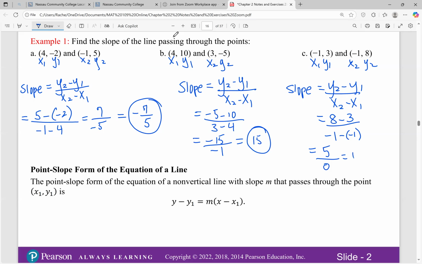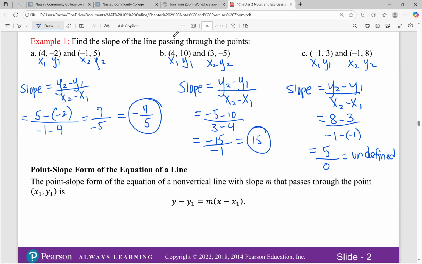And 5 divided by 0 is undefined. It's not 0, right? This is undefined. So let's talk about this for a second. The change in the vertical direction is 5, but there is no change in the horizontal direction, right? Because the denominator is 0.